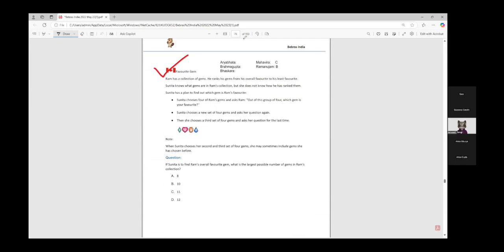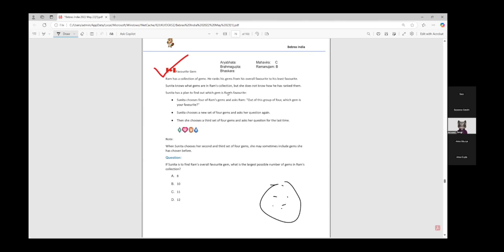Ram has a collection of gems. He ranks his gems from his overall favorite to his least favorite. Sunita knows what gems are in Ram's collection, but she does not know how he has ranked them. Sunita has a plan to find out which gem is Ram's favorite. Okay, so he has some gems in his collection, and Sunita wants to find out which is his favorite.